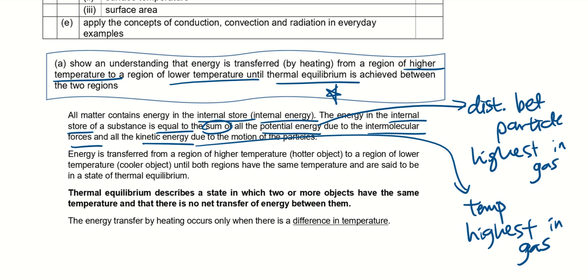Okay, now energy is transferred from a region of higher temperature to a region of lower temperature until both have the same temperature. And now they are in a state of thermal equilibrium. So you need to memorize this. Thermal equilibrium describes a state in which two or more objects have the same temperature, and there is no net transfer of energy between them.